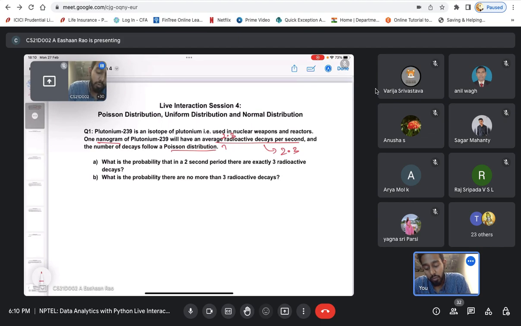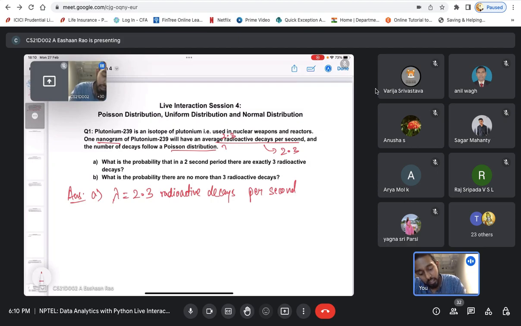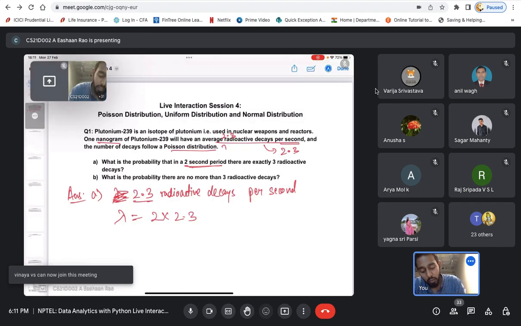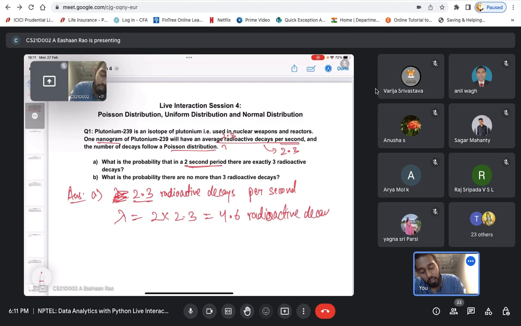Now the first question is: what is the probability that in a 2-second period there are exactly 3 radioactive decays? We have a lambda of 2.3 radioactive decays per second. But this is per second, so we can't say this is the actual lambda; we have to calculate it for a 2-second period. So we just multiply by 2, and lambda will be 2 times 2.3, because this is per second and we need a 2-second period. So the mean is 4.6 radioactive decays per 2 seconds.